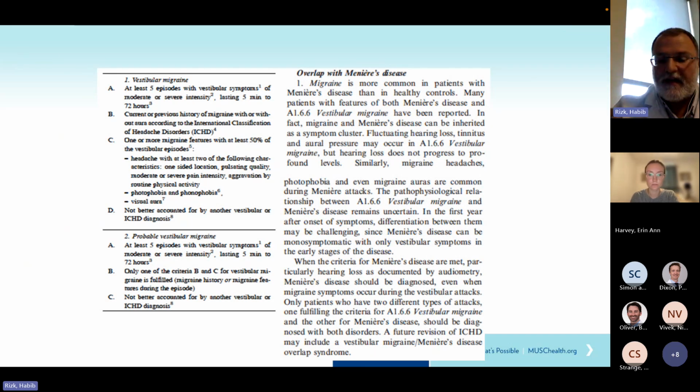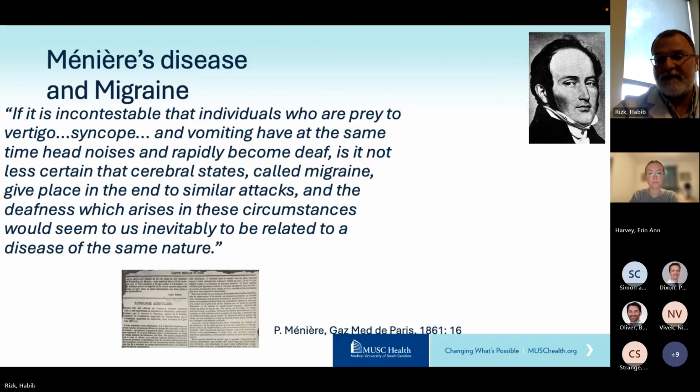And they said, at this point, whenever the criteria for Meniere's disease are met, that's when you should follow a Meniere's disease treatment path, unless the patient is describing 2 distinct types of episodes. One that fulfills criteria for Meniere's and one that fulfills criteria for vestibular migraine, which is, in my clinical experience, in my population, about 10% of patients who have that true overlap.